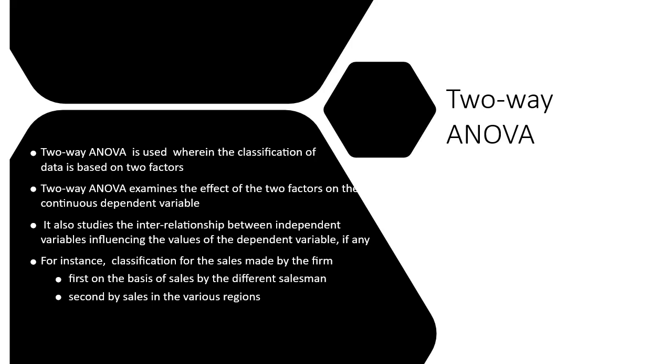In two-way Anova, the effect of two factors on the continuous dependent variable is what we find out. How the interrelationship between the independent variables influences the values of the dependent variable is what is being studied. Say, to cite an example, we can classify the sales made by a firm first on the basis of sales by different salesmen. Second, by sales in different regions.